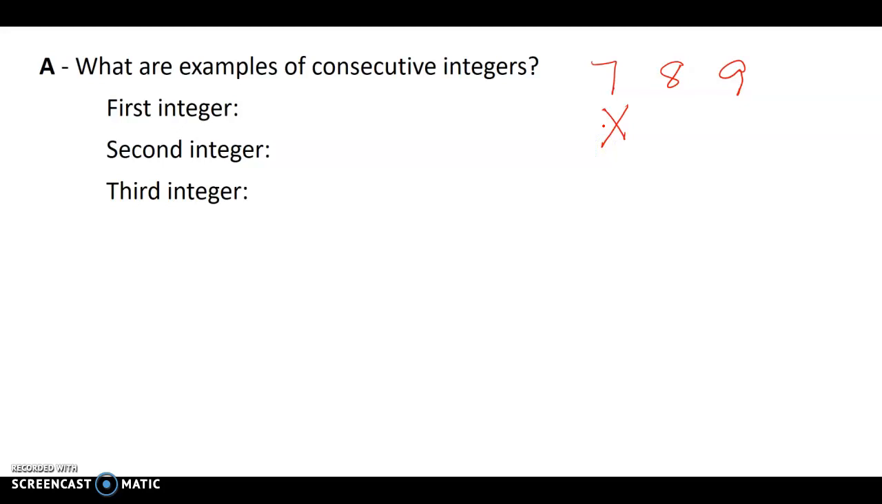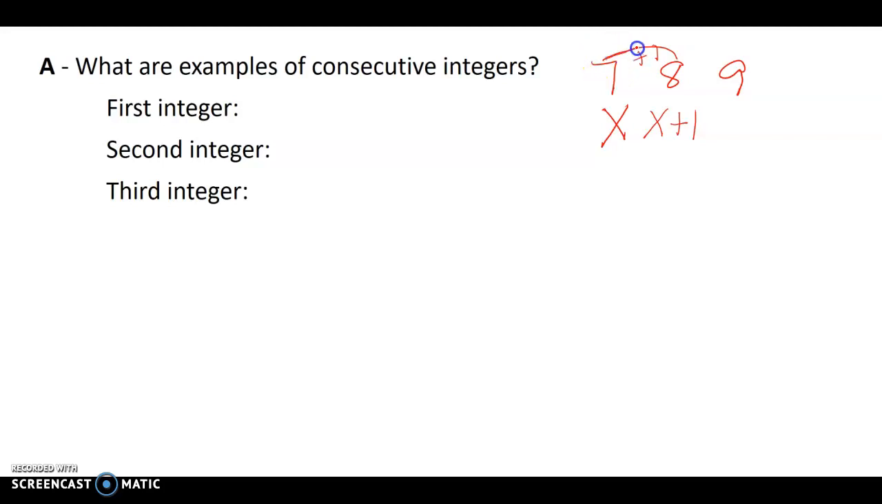So let's say I'm looking for 3 consecutive integers. That first value is going to be my x value. So what is the pattern to get from that first number to the second number? You're thinking about, well, I added 1. So the second number is going to have a value of x plus 1, because I have to write it in terms of the first value.